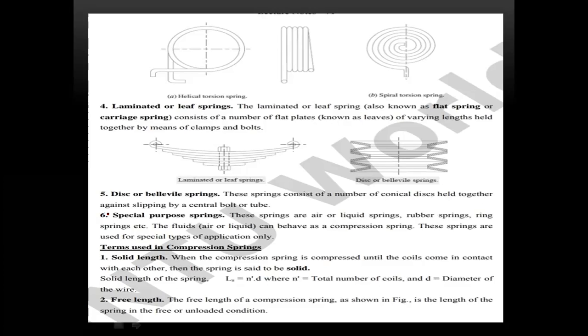Next one is the laminated spring. The laminated spring is also known as leaf spring, flat spring, or carriage spring. It consists of a number of flat plates known as leaves of varying lengths held together by means of clamps and bolts.